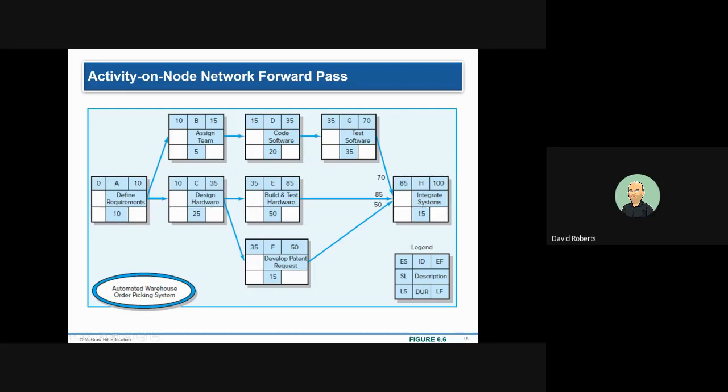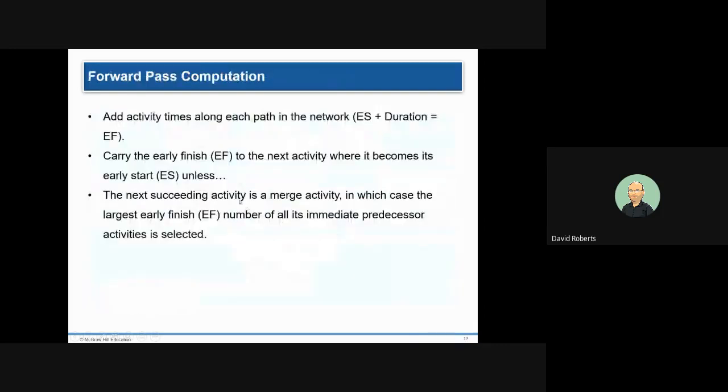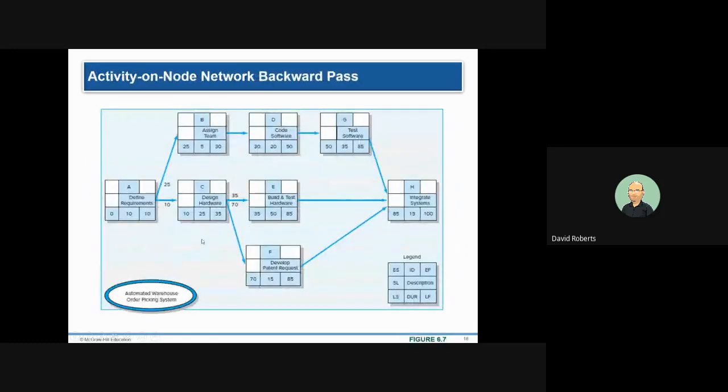You can see in this case that H is the final activity, and 85 is the earliest it can start. And it takes 15 days to complete, which means it'll be done day 100. So this project takes 100 days to complete to do the automated warehouse order pickup system. So you take the earliest start, add the duration, you get the earliest finish. And as I said, the earliest finish is the absolute earliest. What's the fastest you can do it if everything goes exactly according to your plans?